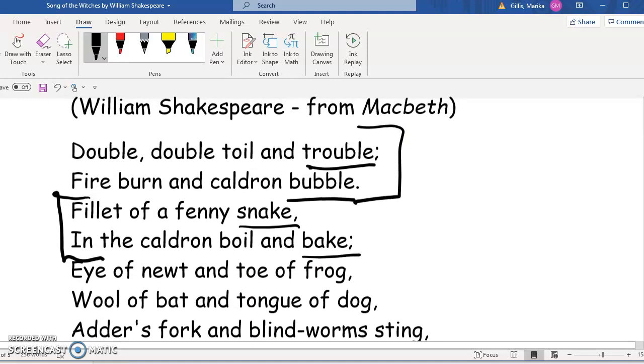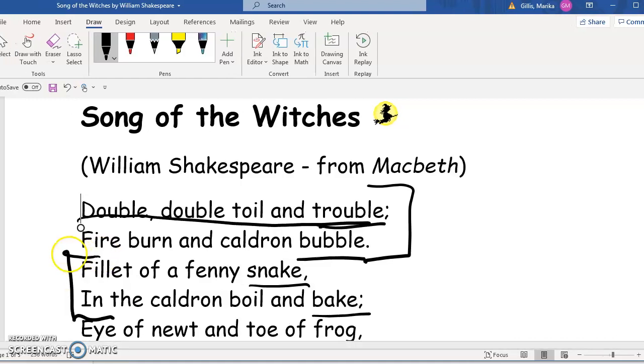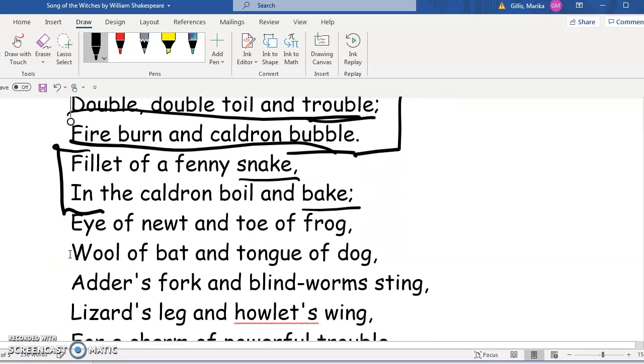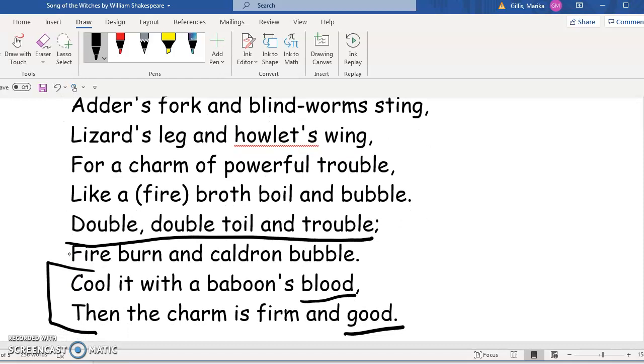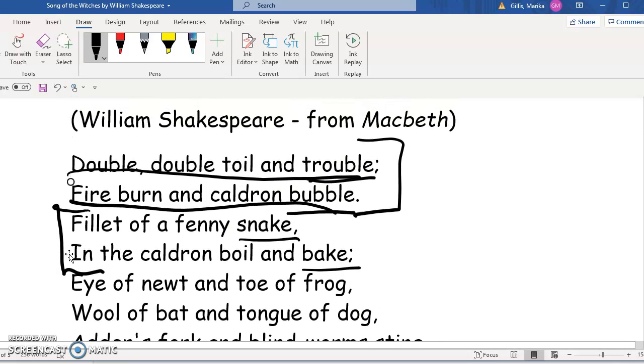Now, the second poetic device that Shakespeare utilized in this was repetition. "Double, double, toil and trouble, fire burn and cauldron bubble" is repeated twice in this poem. We have it in the first two lines and then again down here towards the end of the poem. Repetition reinforces the important part of this poem, and it also helps to create a very solid mood in the poem as well.